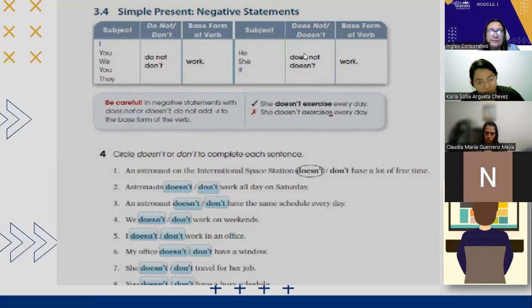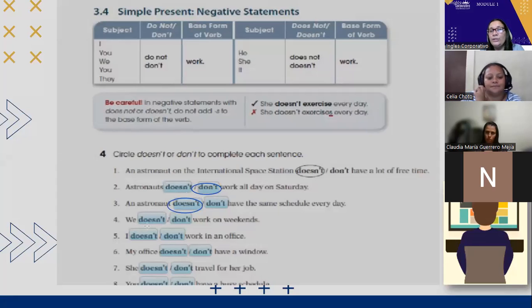So, let's annotate. Circle doesn't or don't to complete the sentences. An astronaut on the International Space Station doesn't have a lot of free time. Aquí ya se resuelto el primero. Astronauts doesn't or don't work all day on Saturday. Don't. Astronauts don't, right? Don't work all day on Saturday. An astronaut, this is uno.